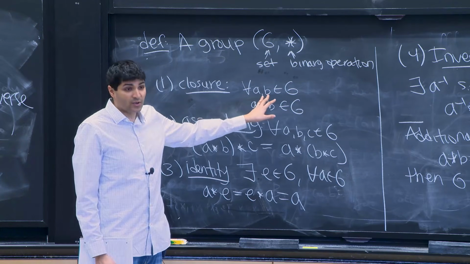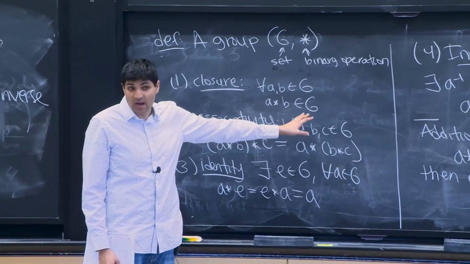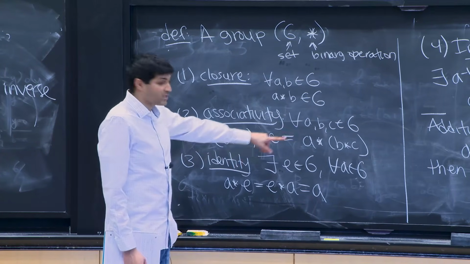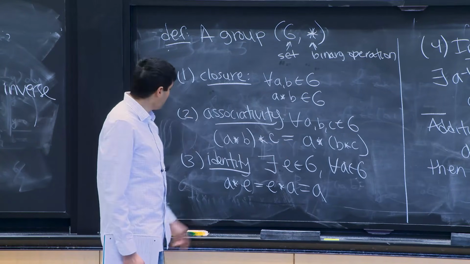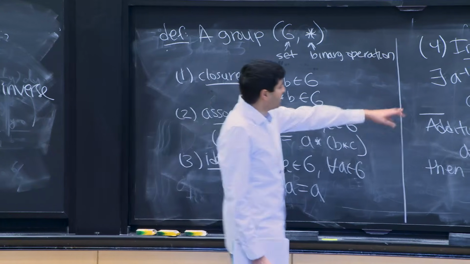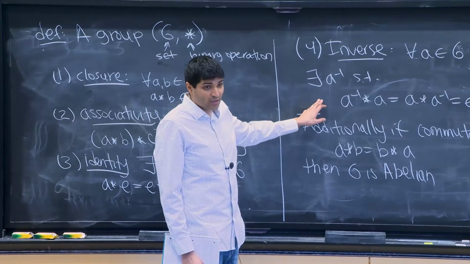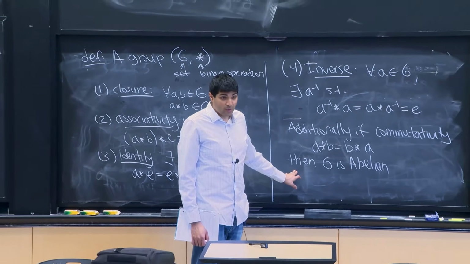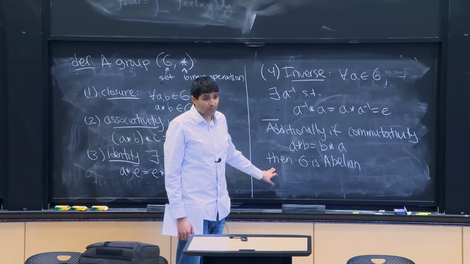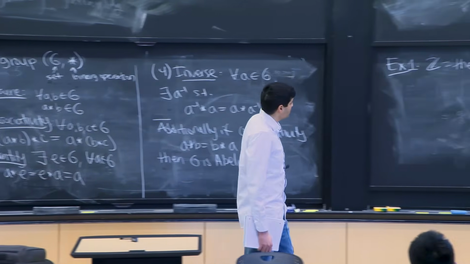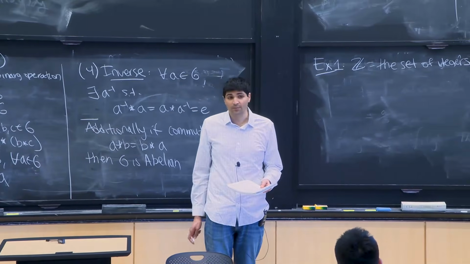I take two integers, I add them up, I definitely get back an integer. When I add up three integers, it doesn't matter the order that I add them up. I have an identity element, that's 0. I have an inverse, that's just the negative of the number I started off with. And in fact, it's also commutative, so it's an abelian group. So this is a very simple example of a group: the set of integers under addition.